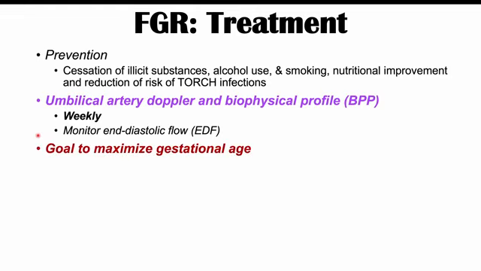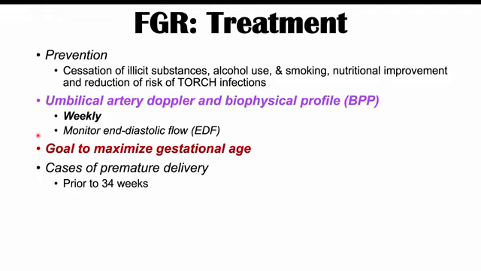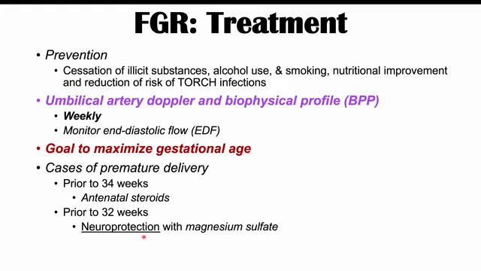So although there is no real treatment for fetal growth restriction, the goal of treatment is to maximize gestational age. So this is going to help reduce certain complications. But if there is a case of premature delivery, then if it is prior to 34 weeks of gestational age, antenatal steroids will be given. This will help with lung maturation. And if it's prior to 32 weeks of gestational age, neuroprotection is going to be required with administration of magnesium sulfate.